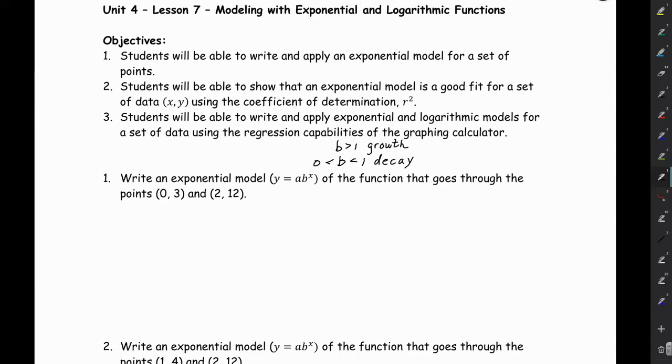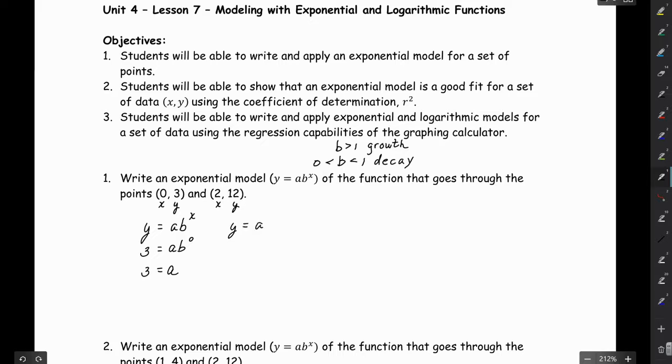So we have 2 points, and we're going to take one of the points and fit it into the model. So we have 0 and 3, so this is our x and y, and our model is y equals ab to the x. So I'm going to replace y with 3, and I'm going to replace x with 0. Now, anything to the 0 power is 1, so b to the 0 power is 1, so I'm just left with a equals 3.